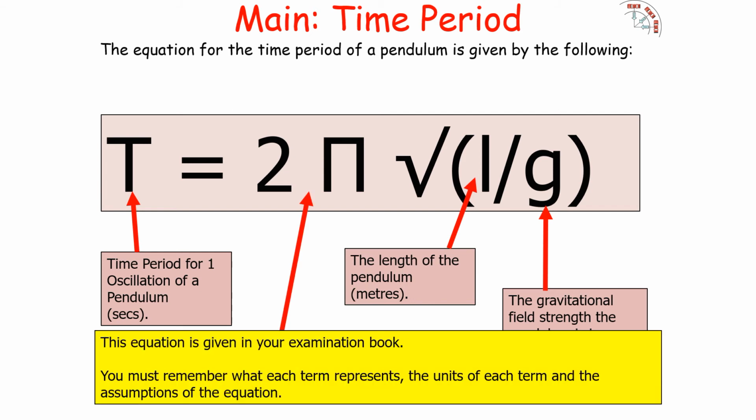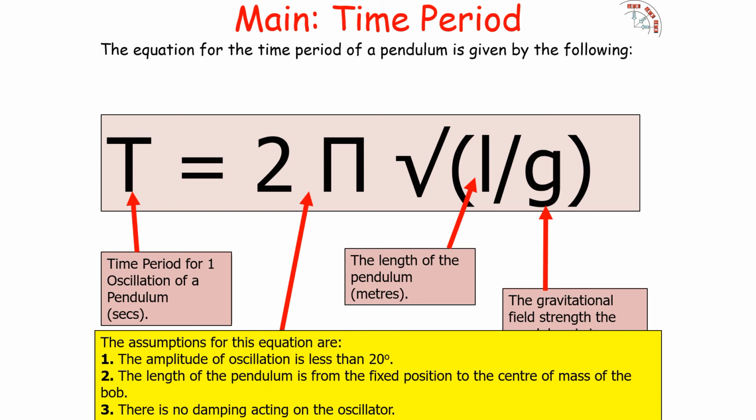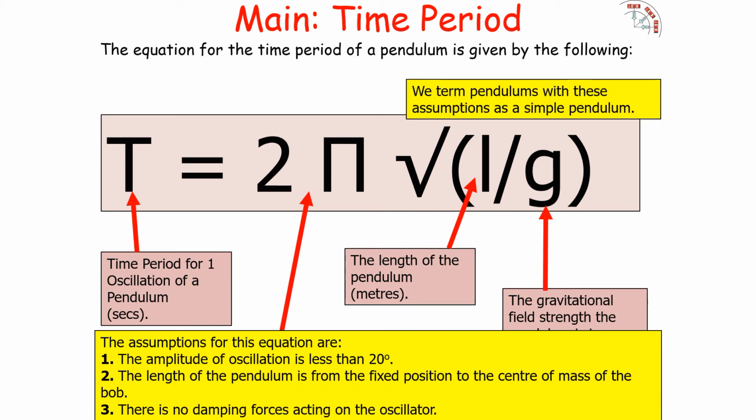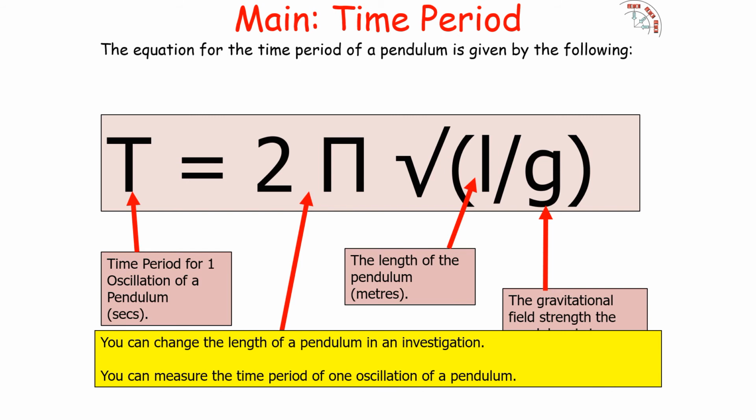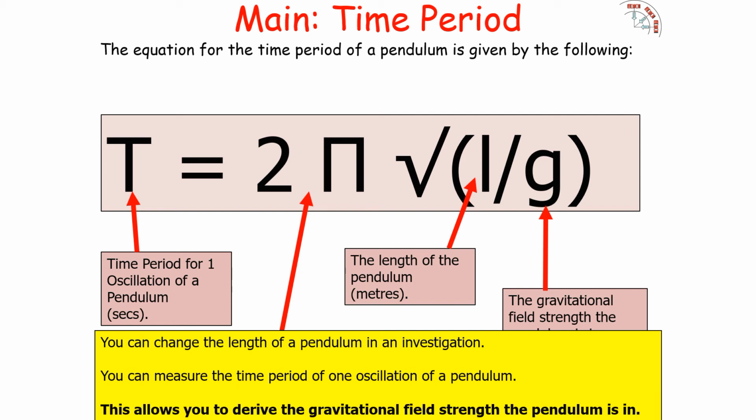You are given this equation in your examination book, and the assumptions are the amplitude of oscillation is 20 degrees or less, the length of the pendulum is from the fixed position to the center of mass of the bob, and there are no damping forces acting on the pendulum. Now we term pendulums like this a simple pendulum. Now any factor not in the equation cannot affect the time period of the oscillation of a simple pendulum. So what you would do is change the length of the pendulum in the investigation, measure the time period of one oscillation of a pendulum, and then this allows you to work out the gravitational field strength that the pendulum is in.